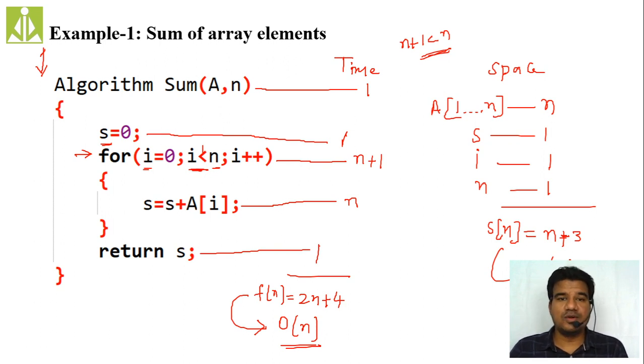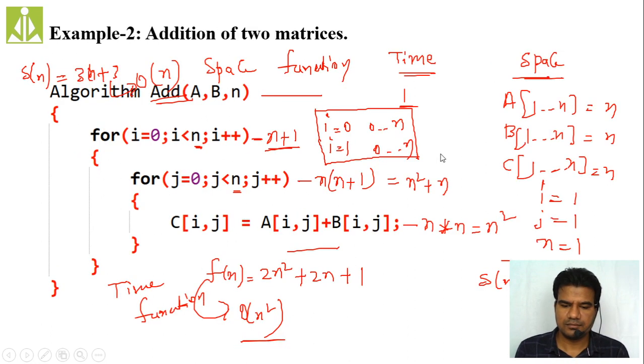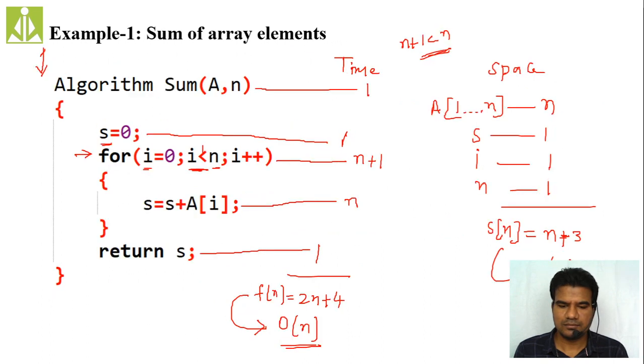But if we are going to use a linear data structure like an array with n elements, then our space complexity will become order of n. Hopefully you understood. The concept is very simple to understand.